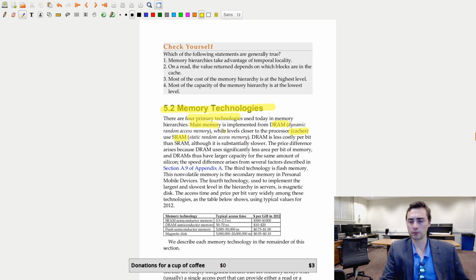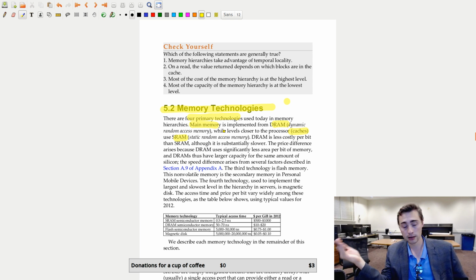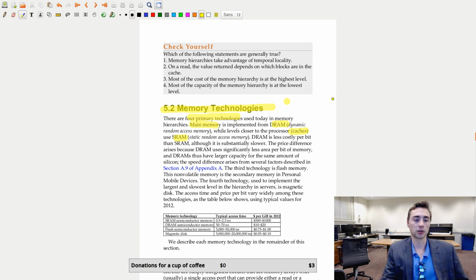However, if you think about it capacity-wise, if you have only 1 transistor per bit, you're going to get 4 times the capacity if you use DRAM instead, because instead of 4 transistors, you have a single transistor. So it's cheaper for a larger capacity. The price difference arises because DRAM uses less area per bit of memory. So the next technology, besides DRAM and SRAM, is going to be flash.